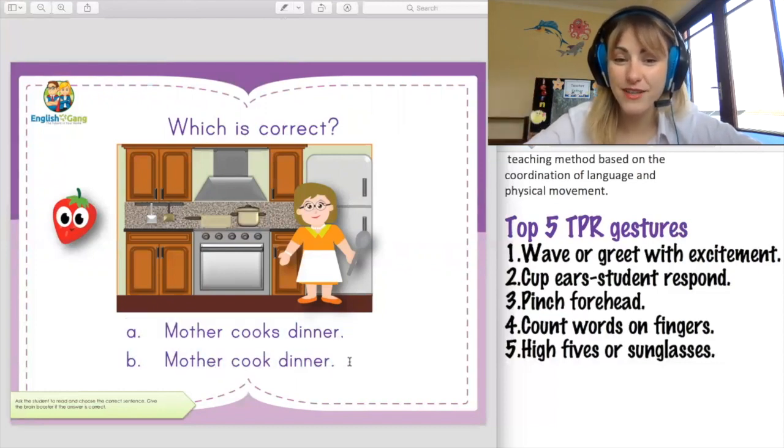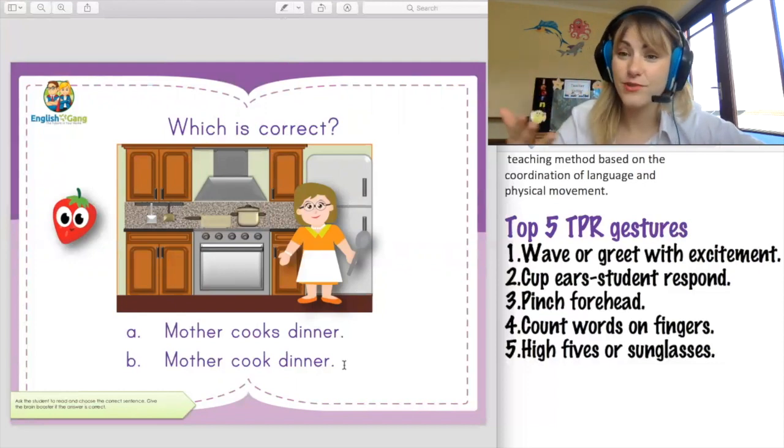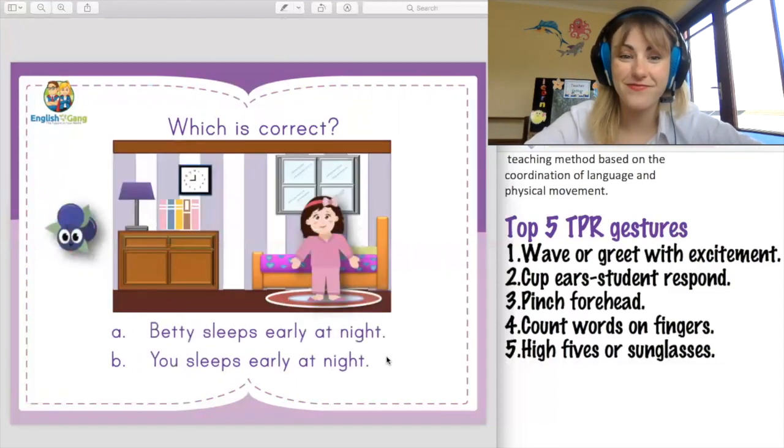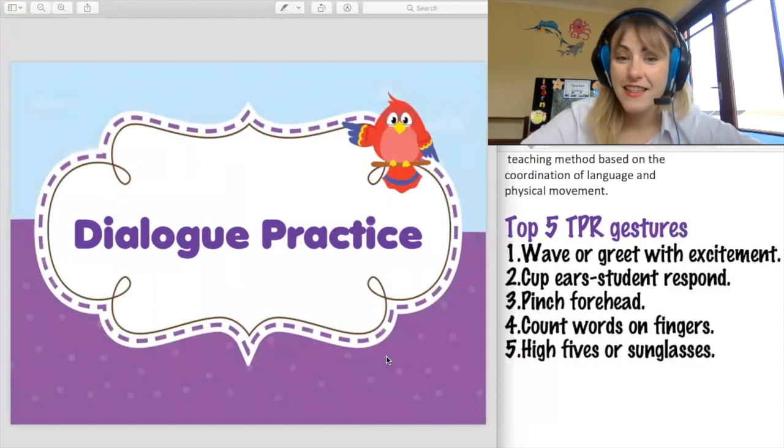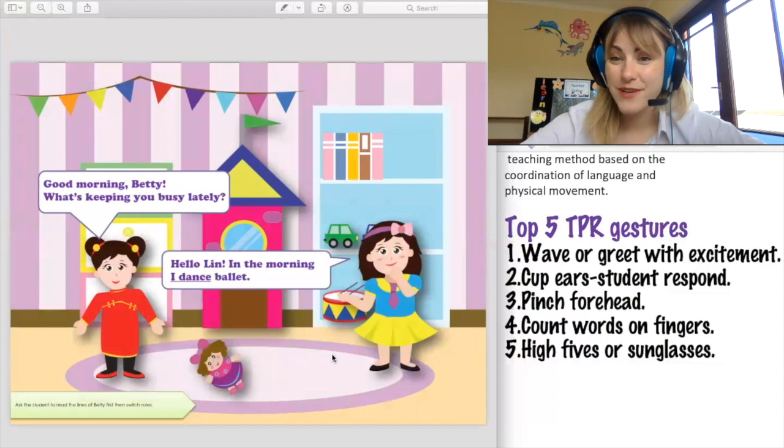The reason why we suggest you do this is because it's very important to train your students' ear to hear if something doesn't sound right, and this will ultimately make them better English speakers and readers. Then we'll have the dialogue practice, which is excellent to practice pronunciation, tone of voice, and just to make sure that they pronounce it clearly and work on their reading skills.